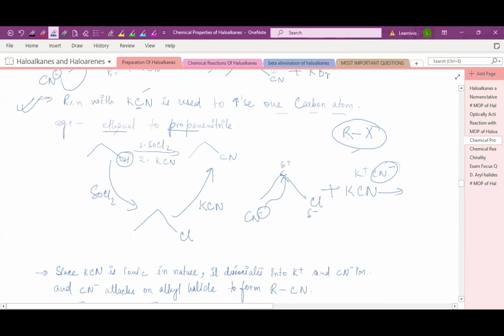And CN minus electron rich है, तो ये किसके पास attack करेगा? Partial positive charge के पास, right? So when the cyanide attacks this electropositive carbon, this chlorine will leave as the leaving group, and you will get 1, 2 carbon, and this 3 carbon, which is C. Okay, so this is your 1, 2, 3 carbon. You will count this carbon also. So this is propane nitrile. Propane nitrile. Clear?